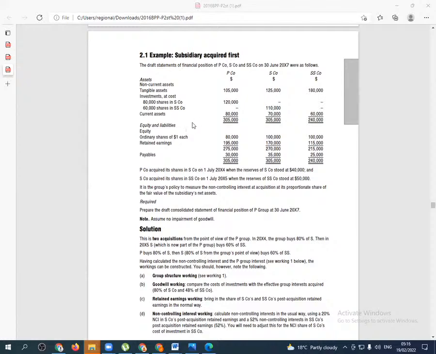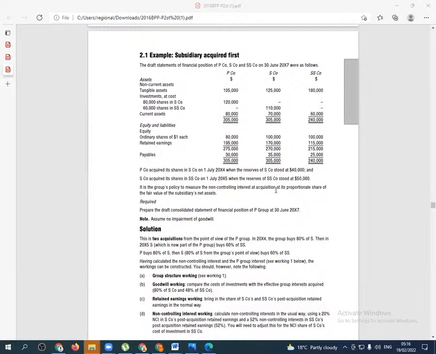We are told P company acquired the shares in S company on 1st July 2014, when the reserves of S company stood at 40,000. And S company acquired its shares in SS company on 1st July 2015, when the reserves of SS company stood at 50,000. It is the group's policy to measure the non-controlling interest at acquisition at its proportionate share of the fair value.